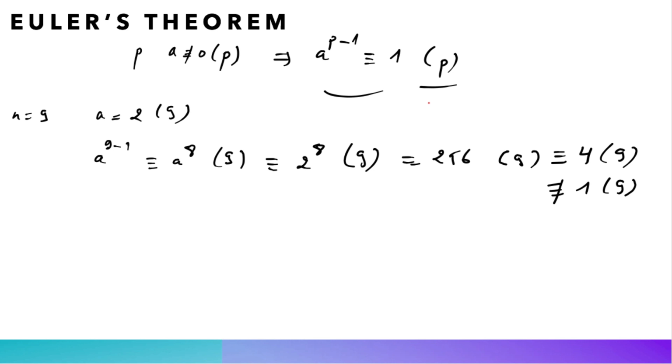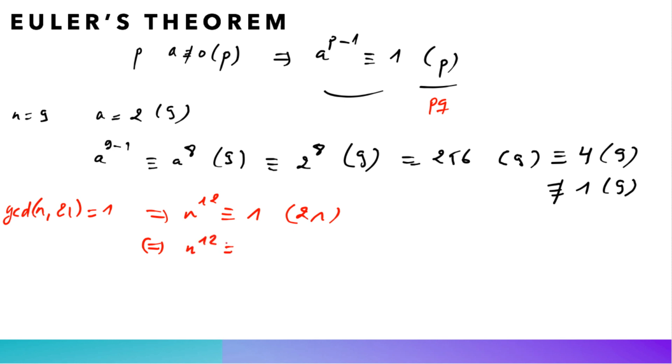Actually, Fermat's little theorem can help us reach conclusions for p times q, where p and q are different prime numbers. For instance, if you take p equal to 3 and q equal to 7, we can show easily that if n does not share any common divisor with 21, meaning that the GCD of n and 21 is equal to 1, then n to the power 12 will be congruent to 1 modulo 21. This is true because it is equivalent to saying that n to the power 12 is congruent to 1 modulo 3, and n to the power 12 is congruent to 1 modulo 7. These are equivalent because 3 and 7 are coprime, meaning they do not share any common divisor greater than 1.